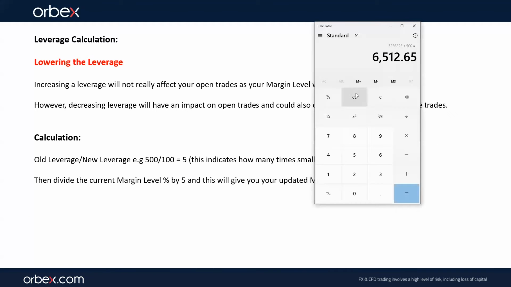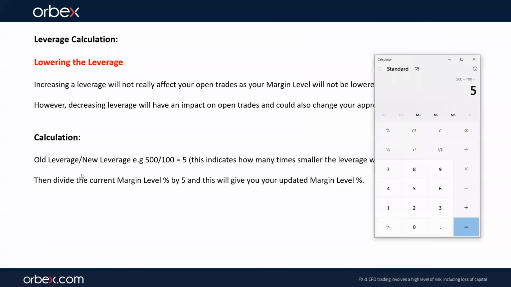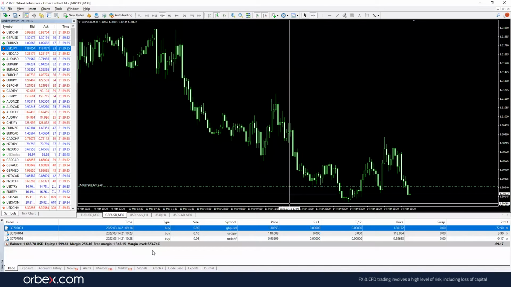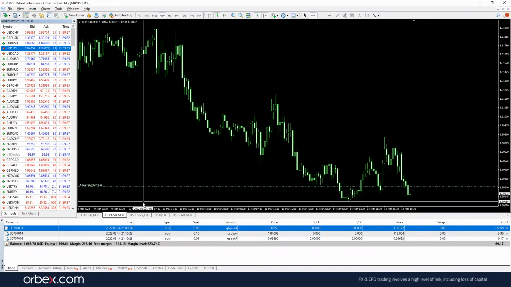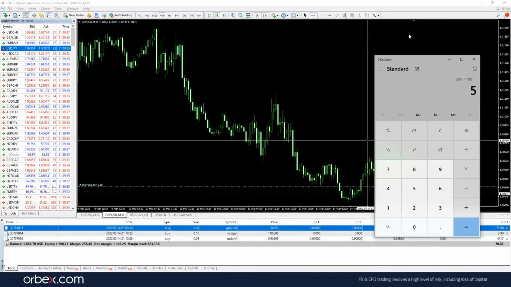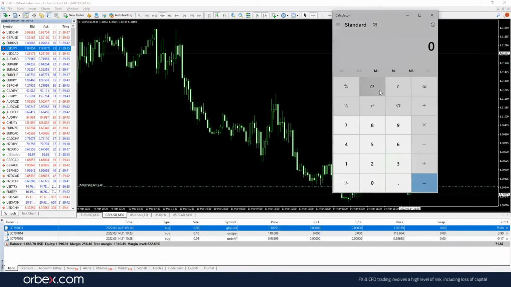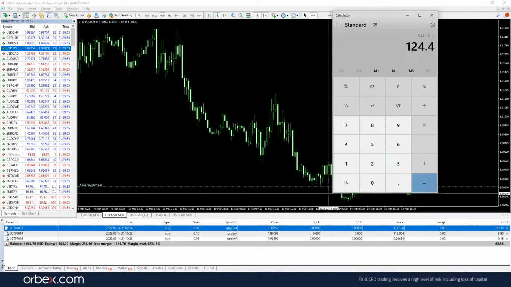So as you can see here, we have the trusty calculator again. So 500 divided by 100, which would mean 5 times lower. And then what we need to do then is divide the current margin level by 5, and this will give you a new updated margin level. So if I, for any reason, wanted to lower my leverage from 1 to 500 to 1 to 100, it would mean that my 622 margin level percentage divided by 5 would drop to 124. Now, it's very close to margin call, which is 100%. So I probably wouldn't want to do that in this move.